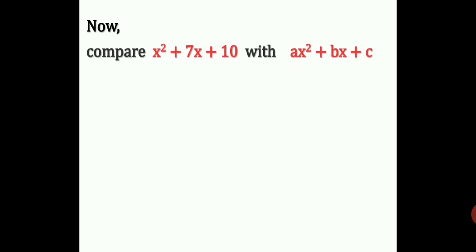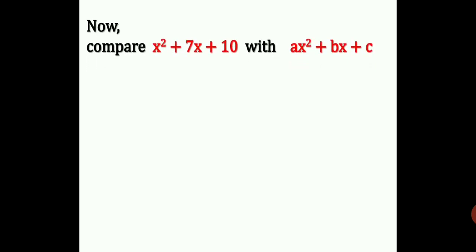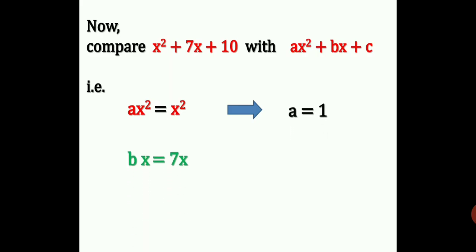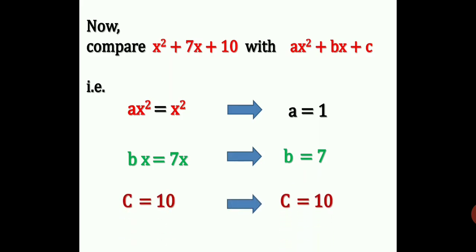Now we just take what? The relationship between the zeros and the coefficients. Now comparing x square plus 7x plus 10 with the standard form, ax square plus bx plus c, we get the values of a, b, c. So x square is equal to ax square, bx equals 7x, and c equals 10. What is the value of a? A equals 1. Now bx equals 7x. What is the value of b? B is equal to 7. Now c is the constant term. C is equal to 10.